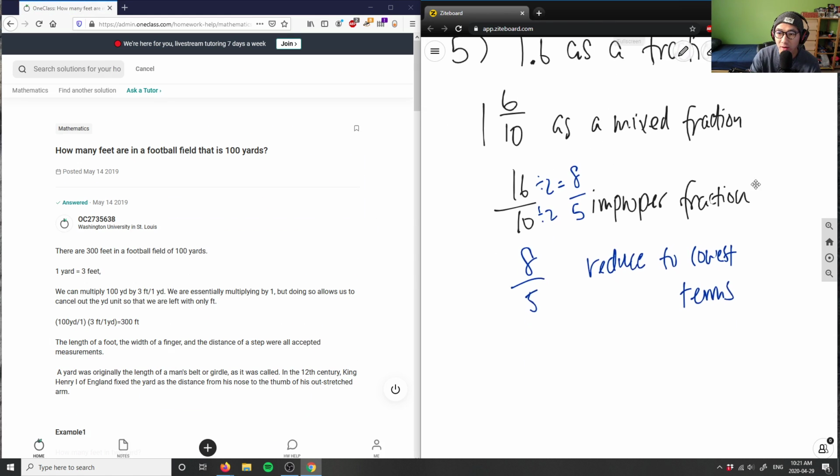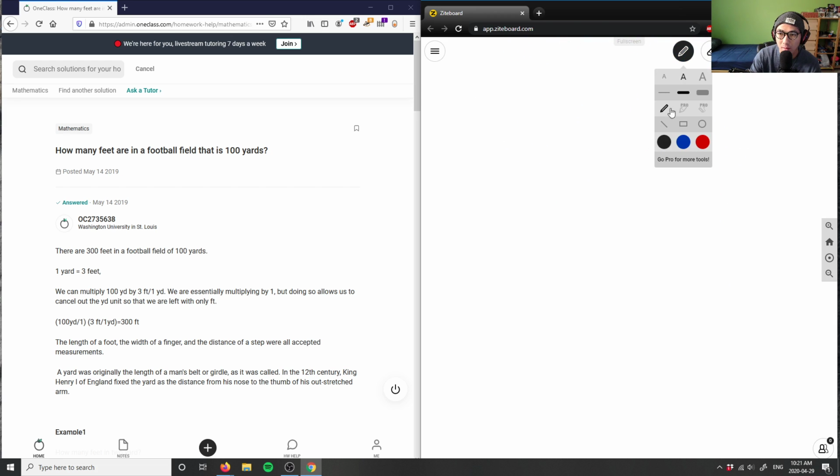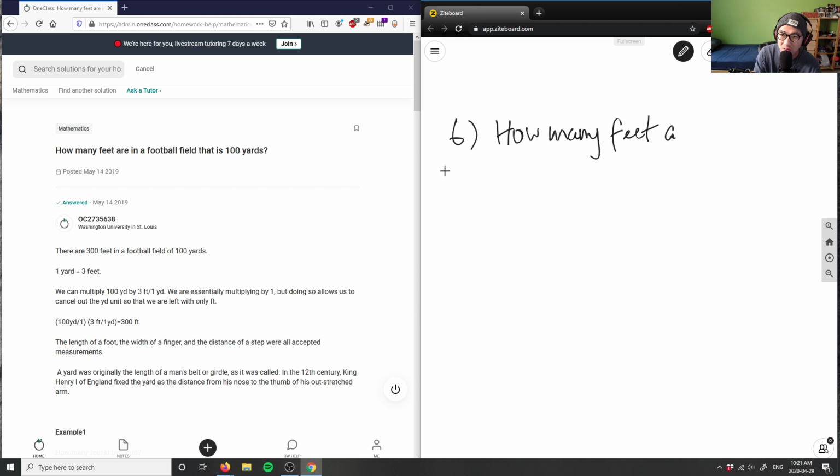All right, that's number 5. Number 6 asks, how many feet are in a football field that is 100 yards? So how many feet are in a football field that is 100 yards here? So again, when we do a yards to feet conversion here, what we need to know is, again, we're working in the imperial system.